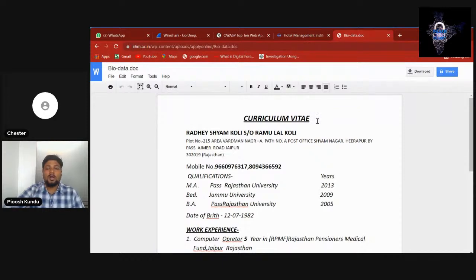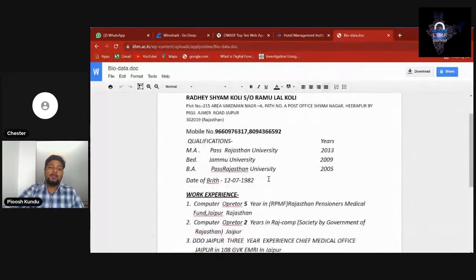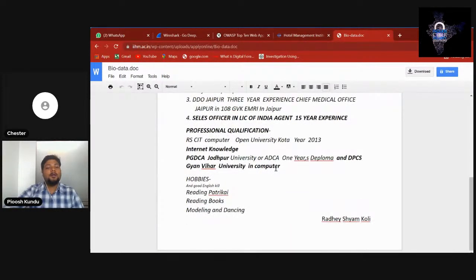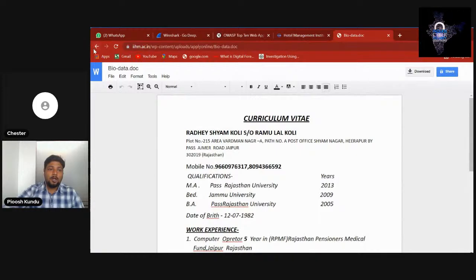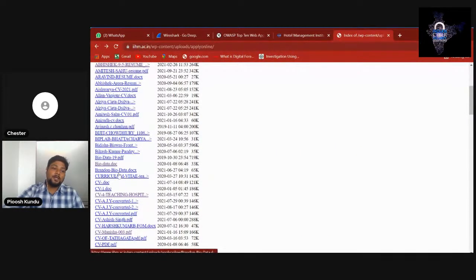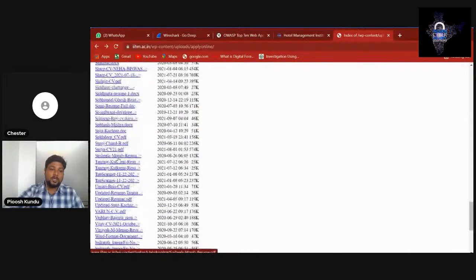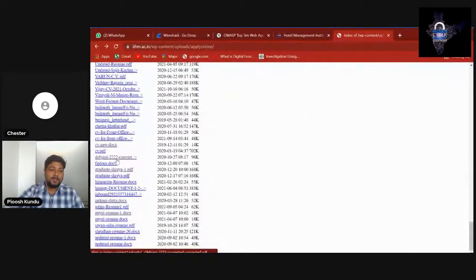So this is all about the parent directory, or you may call it directory listing. Both are the same. This is the most critical vulnerability we have seen in different areas. And we can open different types of CVs. There are a lot more CVs, and a lot more data can be breached from this website.